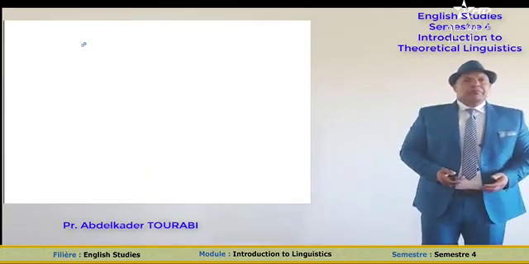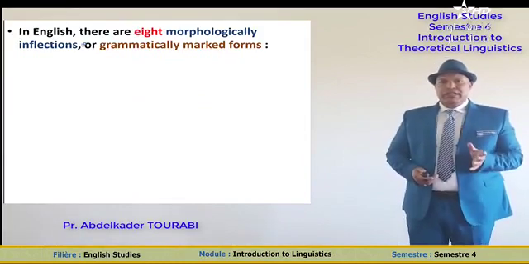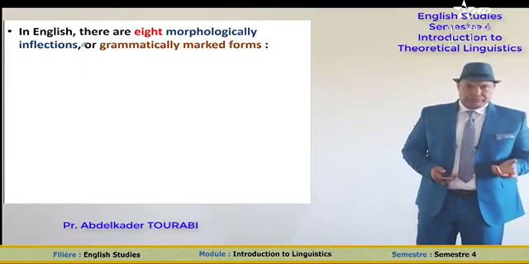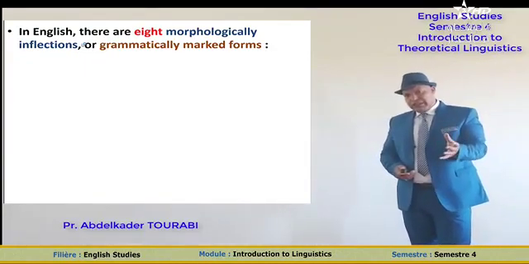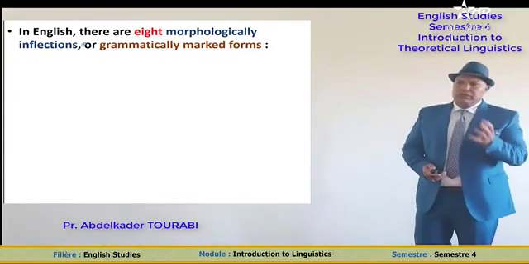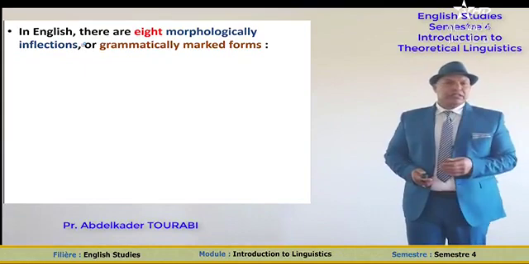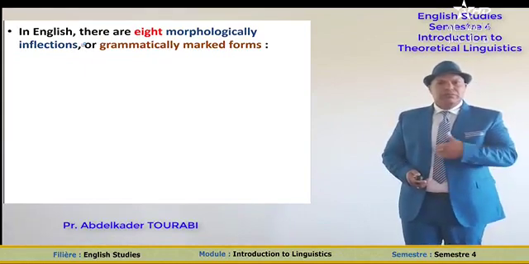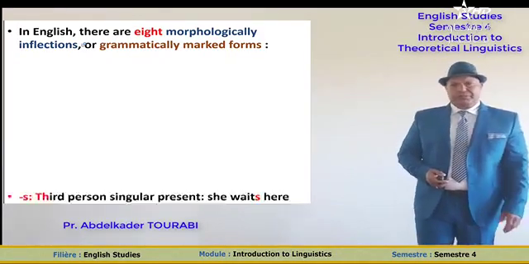In English, there are 8 morphological inflections, or grammatically marked forms. We are dealing with English because, as I told you, we are in the Department of English Studies. That's why basically all or most of the examples we give are in the English language.